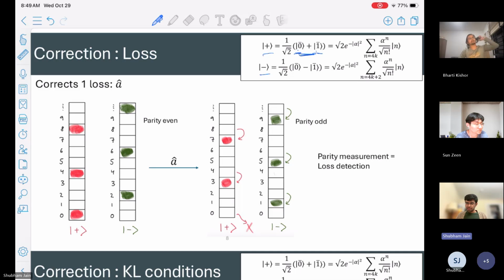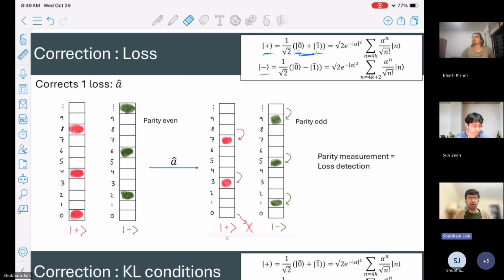Then they turn out to be superpositions of even Fock states. So what I mean is this plus state is just a superposition of everything 0 mod 4: the 0 state, 4 state, 8 state, and so on. And this minus state, which is written here actually, is a superposition of every Fock number which is 2 mod 4: the 2 state plus 4, 6, plus 4, 10, and so on.